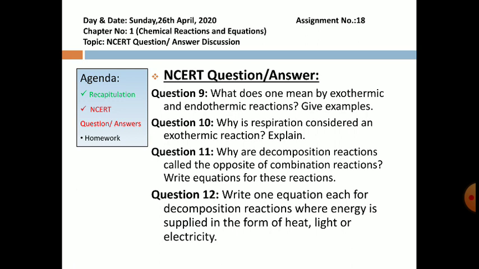The special name of this combustion reaction is respiration. Since energy is released in this process, it is an exothermic process. And the chemical equation is C6H12O6 glucose reacts with oxygen 6O2 to give 6CO2 plus 6H2O plus a lot of energy.